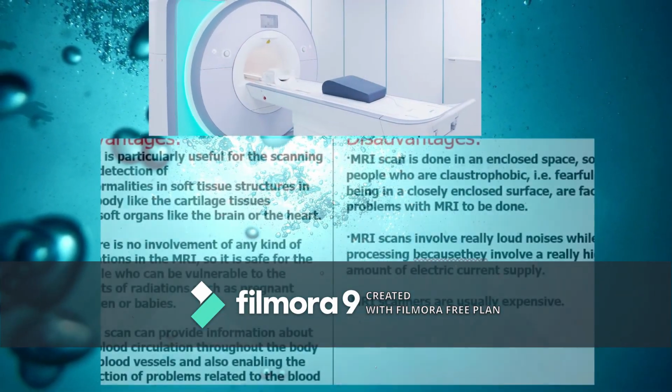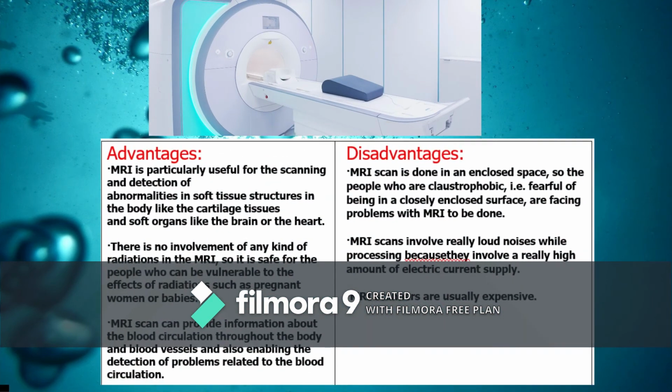Firstly, we're going to see the advantages of using the MRI. Firstly, MRI is particularly useful for the scanning and detection of abnormalities in soft tissue structure in the body, like the cartilage tissue, and soft organs like the brain or the heart. Secondly, there is no involvement of any kind of radiation in the MRI, so it is safe for people who can be vulnerable to the effect of radiation, such as pregnant women or babies. Lastly, MRI scan can provide information about the blood circulation throughout the body and blood vessels, enabling the detection of problems related to blood circulation.